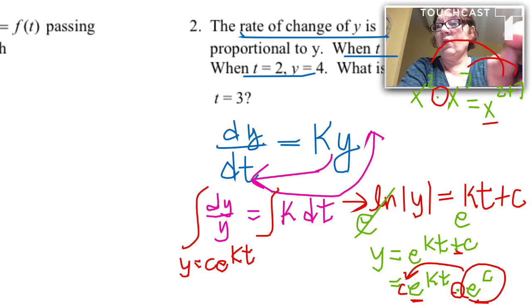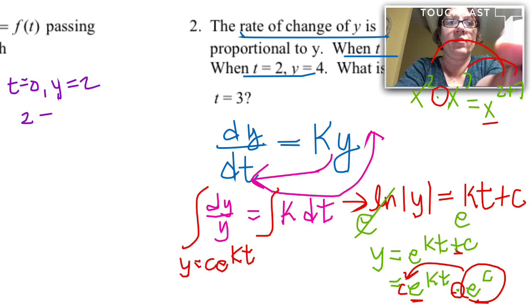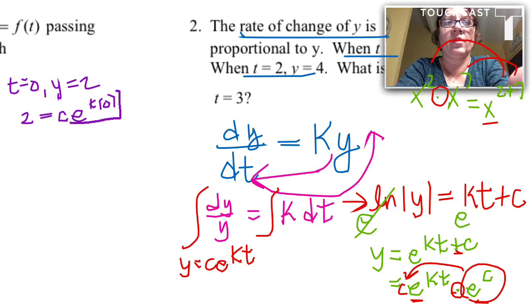And I have two pieces of information. So first I know that when t is 0, I know y is 2. So that's going to look like this. 2 equals ce to the k times 0. Of course, all of that's going to magically turn into e to the 0, which is 1, and so I get c equals 2.